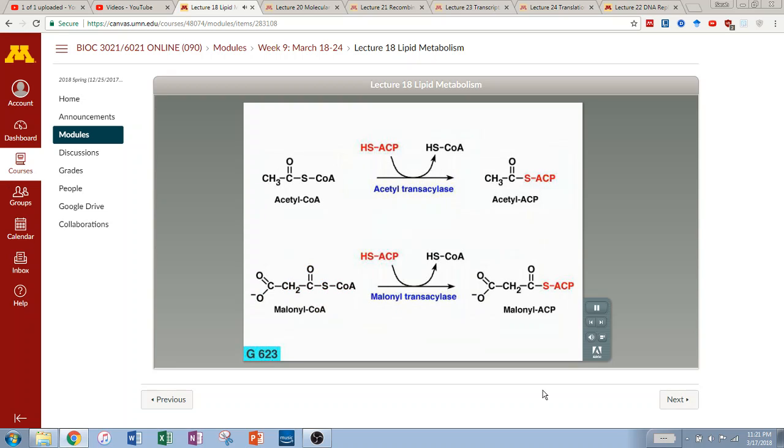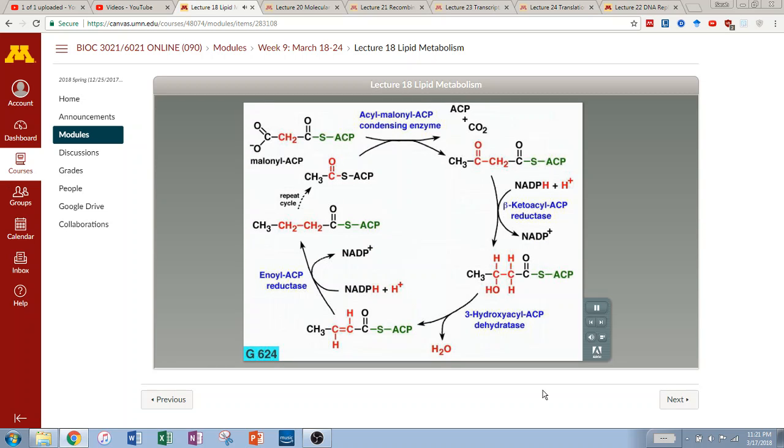The second step of fatty acid biosynthesis actually consists of two parallel reactions. In one of these reactions, an acetyl group is transferred from acetyl-CoA to an acyl carrier protein by an acetyl transacylase enzyme. In the other reaction, a malonyl group is transferred from malonyl-CoA to an acyl carrier protein by a malonyl transacylase enzyme. The products of these reactions, acetyl acyl carrier protein and malonyl acyl carrier protein, will react with each other in the next step.